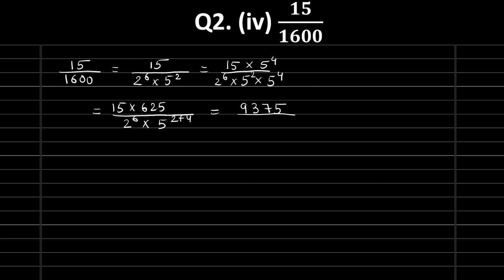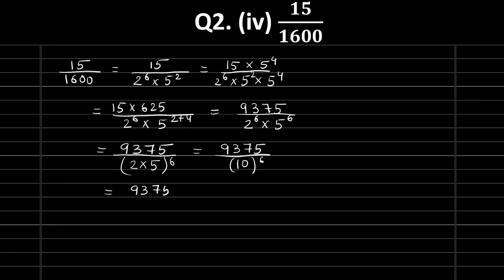And in the denominator we will have 2 raised to 6 into 5 raised to 6. Now 9375 divided by, we can write down 2 raised to 6 into 5 raised to 6 as 2 into 5 whole raised to 6, which is basically 9375 divided by 2 into 5 is 10, so 10 raised to 6, which will give us 9375 divided by 1 and then 6 zeros. So it is basically 10 lakhs, right?